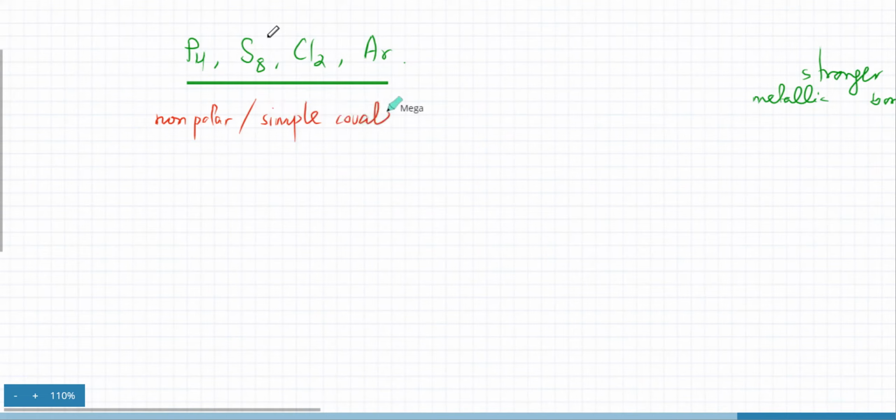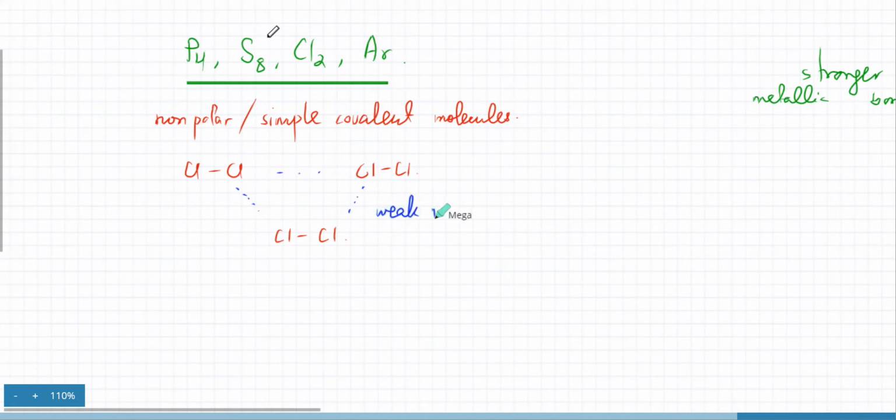So they form simple covalent molecules. Let's say, for example, a Cl2 molecule. That means the molecules are free to move around, and they are kind of independent molecules. They don't have any connections with each other, except for these weak van der Waals forces. All of them are going to have weak van der Waals forces, which are known as temporary or instantaneous dipole.